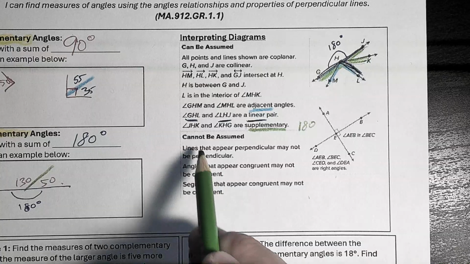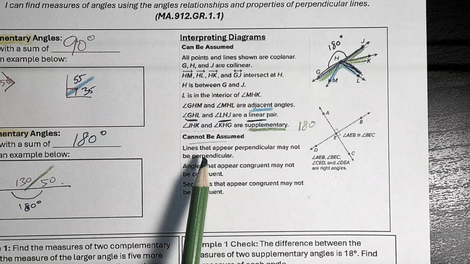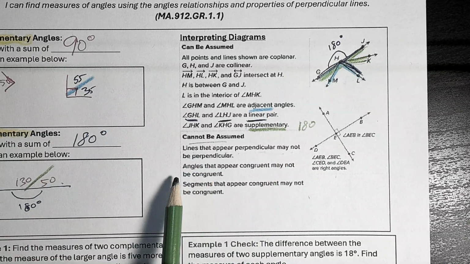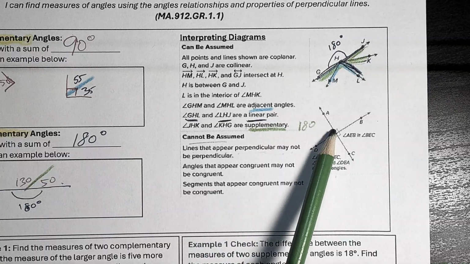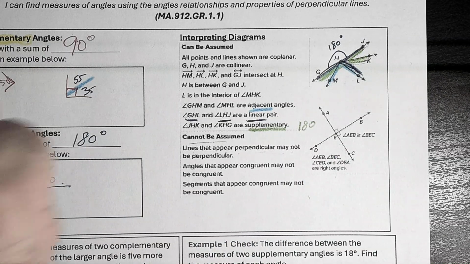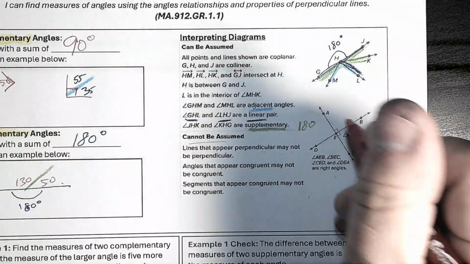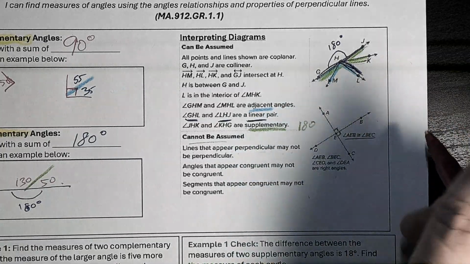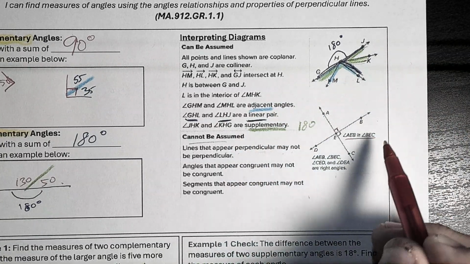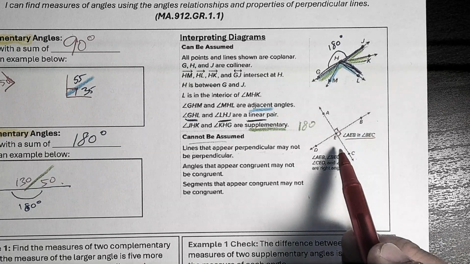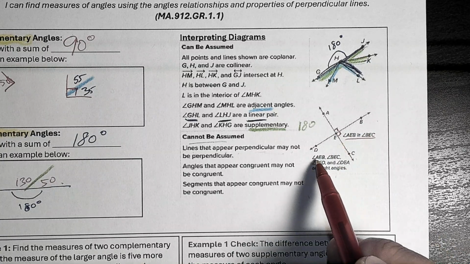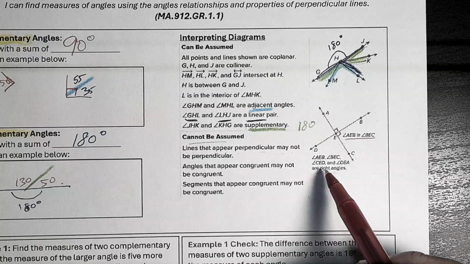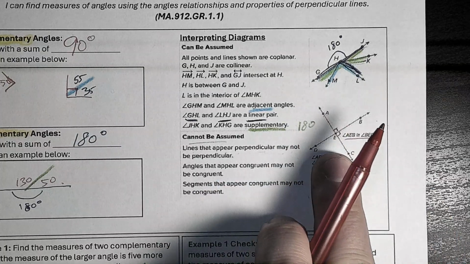Okay, things you cannot assume. Lines that appear to be perpendicular may not be perpendicular. All right, so there's just showing over here. So they tell us that AEB and BEC are congruent, and actually they tell us down here all four are right angles, but I'm going to prove to you that before they tell us here.